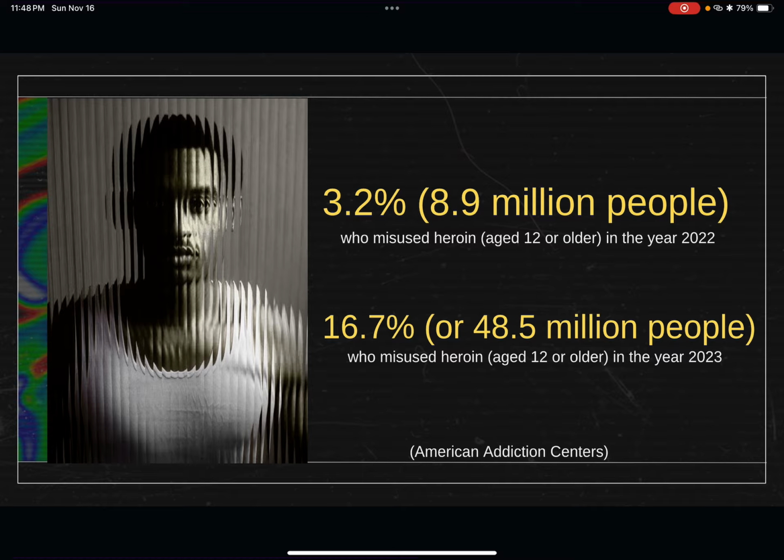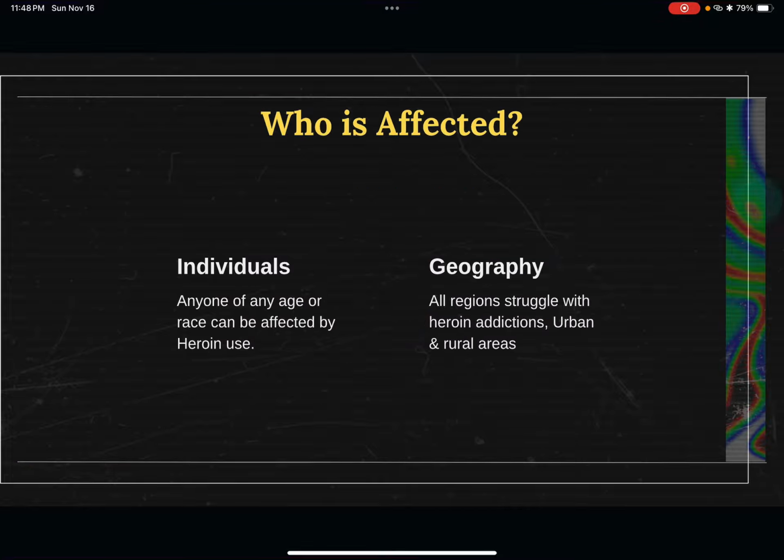And as you can see, from 2022 to 2023, there was a huge jump into the double digits, to 16.7% of people misusing heroin, which I also thought was crazy for how big of a jump it was in one year. It was just overall crazy.